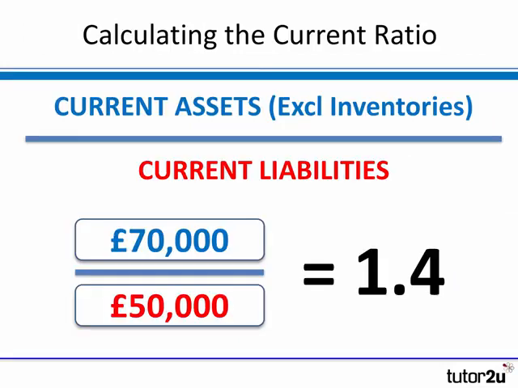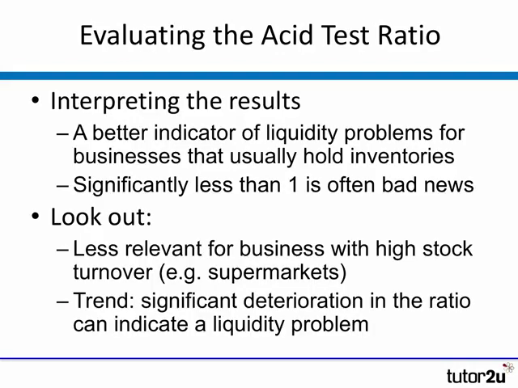So if we did that with our simple example, do you remember we had 100,000 of current assets, but of that £30,000 was tied up in inventories or stocks. If we take those out of current assets and divide by 50,000, we see that the acid test ratio is less than 2, as you would expect. It's 1.4. How do you evaluate this?